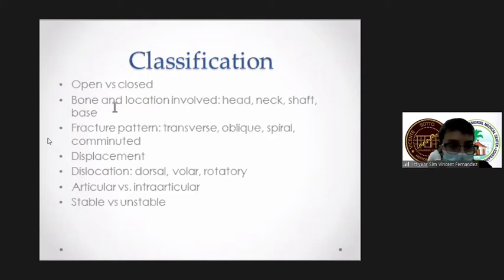I will discuss later why. And then for the bone location involved, is it the metacarpal or the phalanx, and which part is it: the head, the neck, the shaft, or the base. And then the configuration: is it transverse, oblique, or spiral? So basically it's more or less the same as with any other bones. And then the displacement: is it dislocated dorsal, volar, or rotationally? Is it articular or extra-articular? And is it stable or unstable?